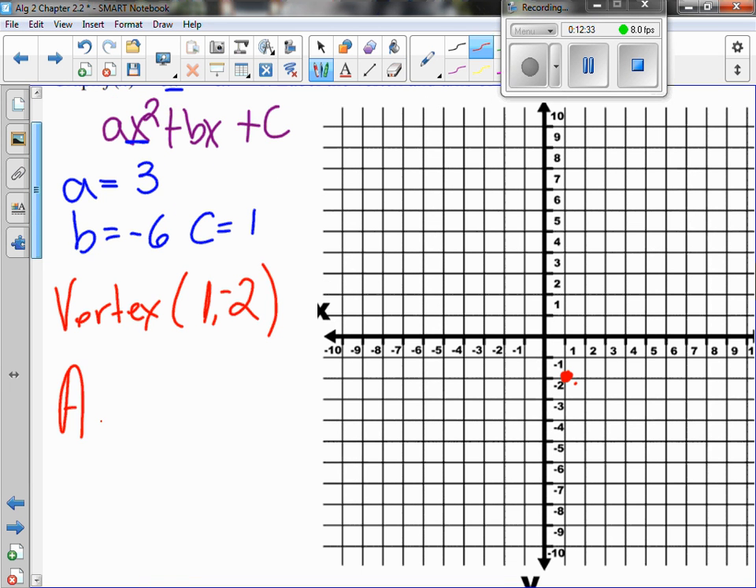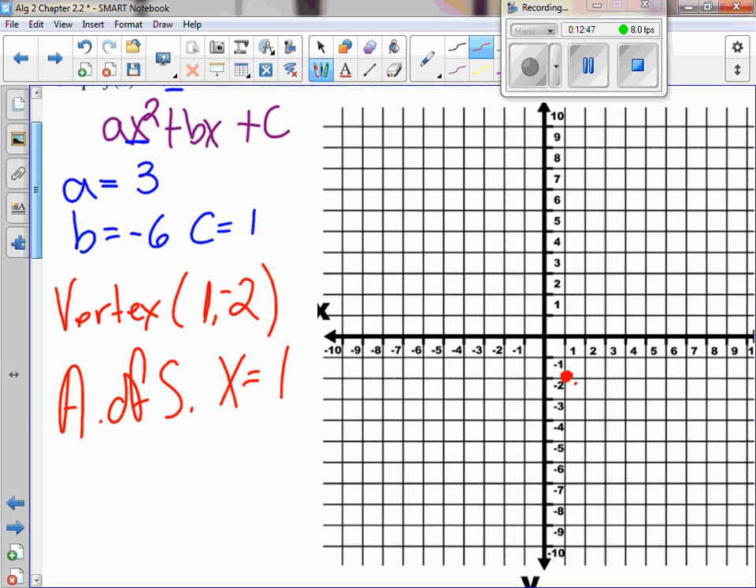Now we need to find the axis of symmetry, and that'd be x equals negative b over 2a, which is 1. That's it. That's all we have to do for this here. And again, it's not that it's over the top complicated. It's just we have lots of little steps.